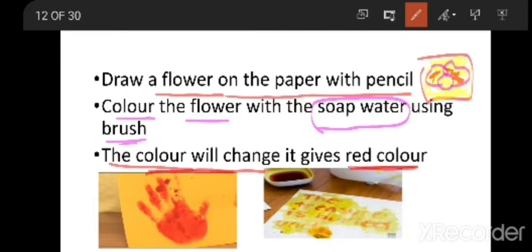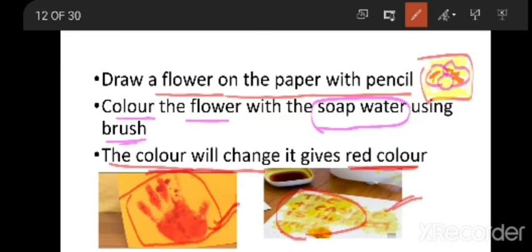You can simply draw a flower on the turmeric sheet, or else you can dip your palm in the soap water and place your palm on the turmeric paper. You can see here the red color. The turmeric paper will change into red color. Otherwise, you can take a white sheet, rub it with turmeric paste, then write anything on the paper with the soap water. Then also you can find the change of color. It gives red color to us.